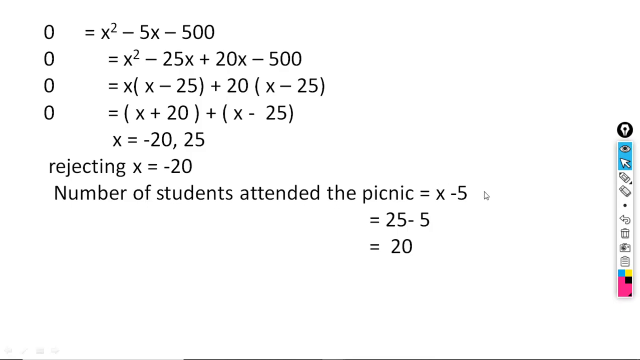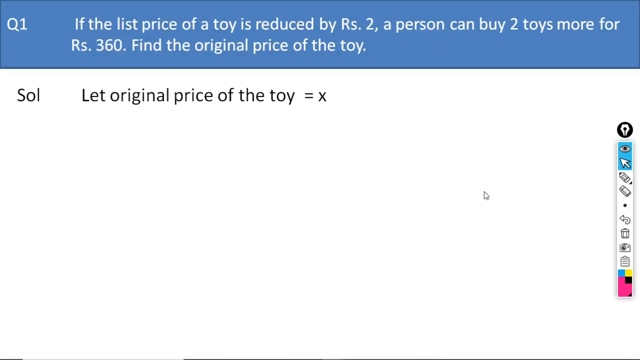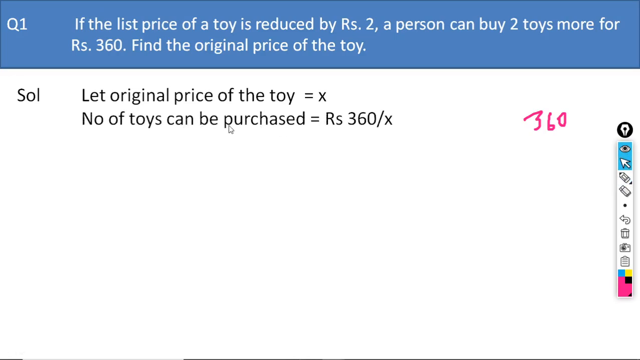Let us discuss another problem. This problem is exactly the same as the previous problem. The price of a toy is reduced by rupees 2, and a person can buy 2 more toys for rupees 360. It means a person has 360 rupees and wants to purchase a number of toys. The cost price of each toy is not known, so we consider it x. If he has 360 rupees, how many toys can he purchase? It will be 360 upon x.